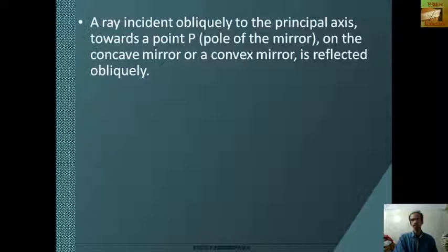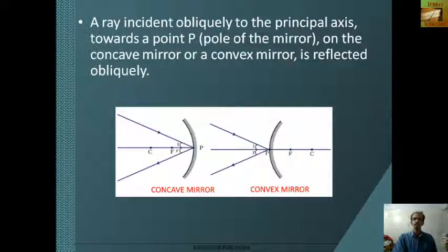Now the fourth point that has to be considered is a ray incident obliquely to the principal axis towards a point P, that is the pole of the mirror, on the concave mirror or a convex mirror, and is reflected obliquely. Here these rays follow the laws of reflection, that is the angle of incidence is equal to the angle of reflection, that is angle I is equal to angle R in these cases.